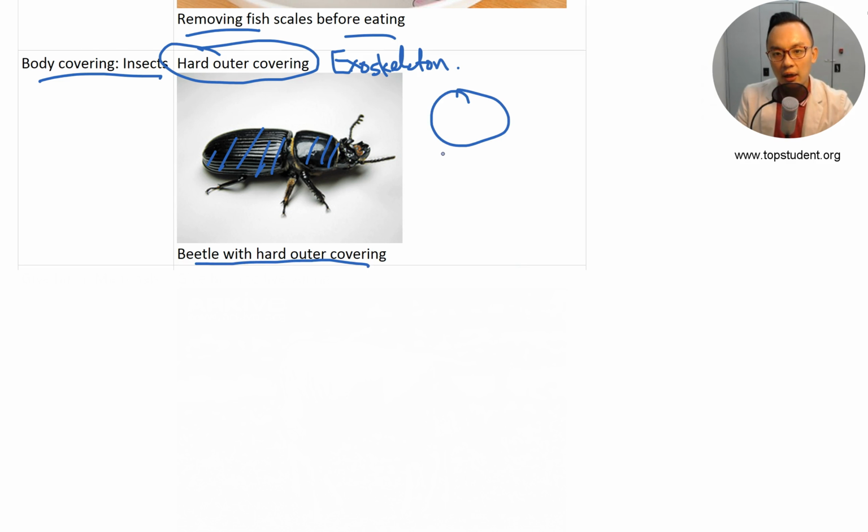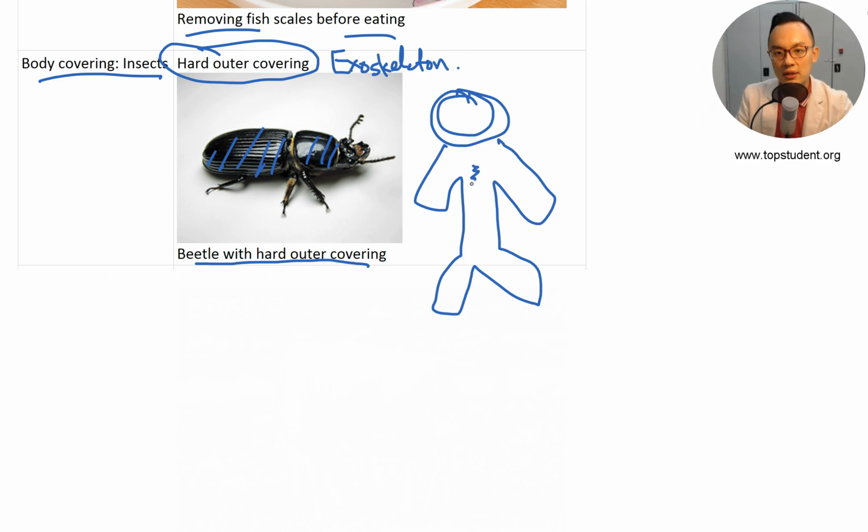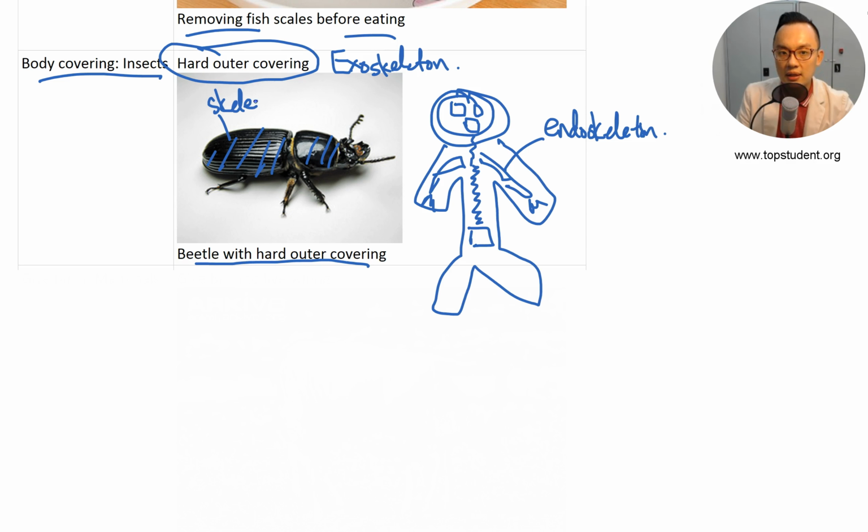Now, interestingly, as human beings, I'm going to draw a human being over here. We have an inner skeleton. So this is our spine, and this connects to our skull. Our skull, we have bones over here, bones in our fingers. Now, our skeleton is actually inside our body. There's another name for it. It's called the endoskeleton.